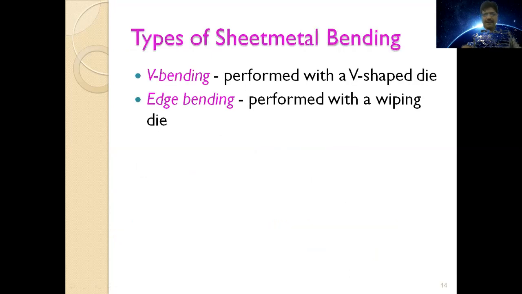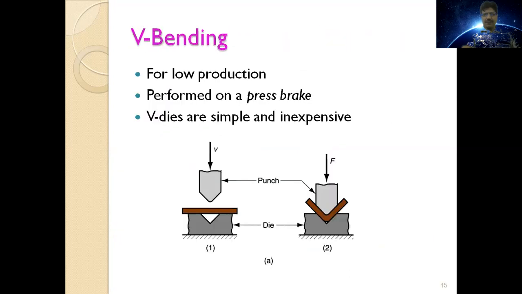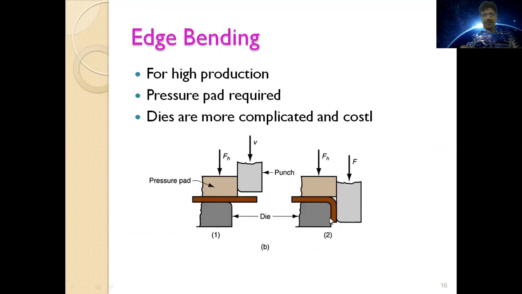V bending, edge bending. This is edge bending, and also you can give the V shape. This is known as V bending, in which a punch of V shape strikes on a sheet. This is the sheet metal or job, and then this punch strikes and gives the final V shape to the job. This is like edge bending, where an edge bend is performed on a sheet metal.